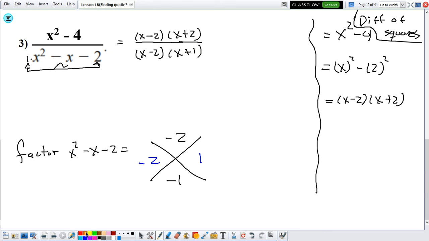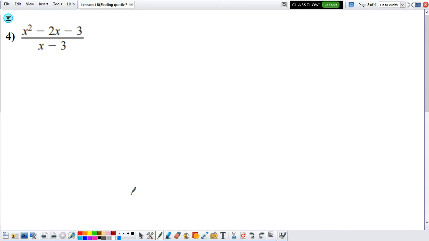Okay, now that I have this, they are multiplying. So the x minus 2 can cancel out. So that means that your final answer is the following: x plus 2 over x plus 1. Now, let's look at the last example here, example 4.